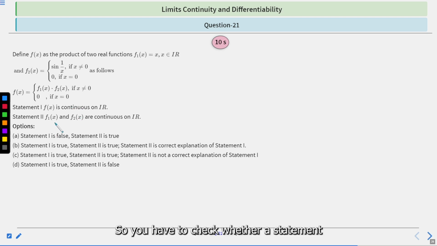So you have to check whether statement 1 is true or not. Statement 1 is f(x) is continuous on R, and statement 2 is that f1(x) and f2(x) are continuous on R. Clear? So you have 10 seconds to solve this question. After 10 seconds, we will discuss the solution.